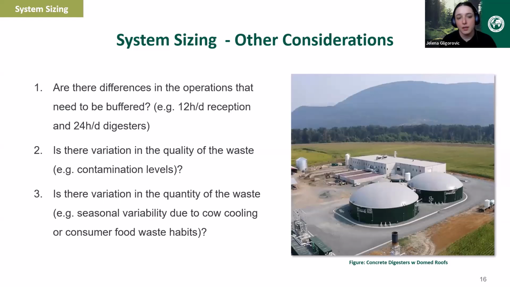On the agricultural side, it is usually less typical to have a lot of variation in the waste. However, if you're misting your cows or cow pooling in the summer, that additional water that could be getting into manure streams might need to be considered.